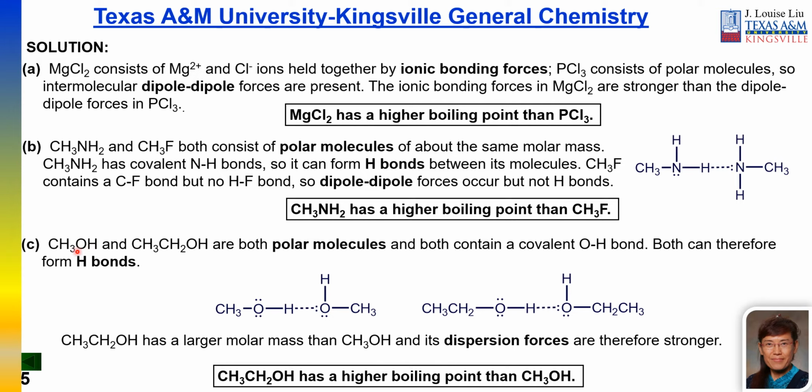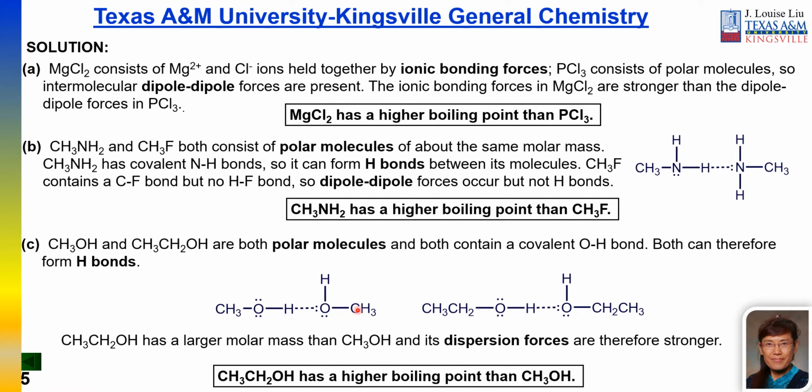CH3CH2OH. The first molecule is called methanol, the second one called ethanol. These two molecules are polar molecules. Both have the covalent bond oxygen and hydrogen, hydrogen and oxygen. So you are going to find both polar molecules form hydrogen bonds.